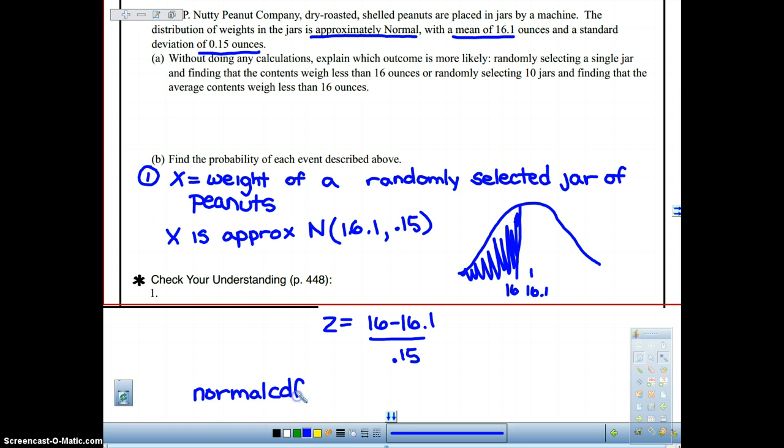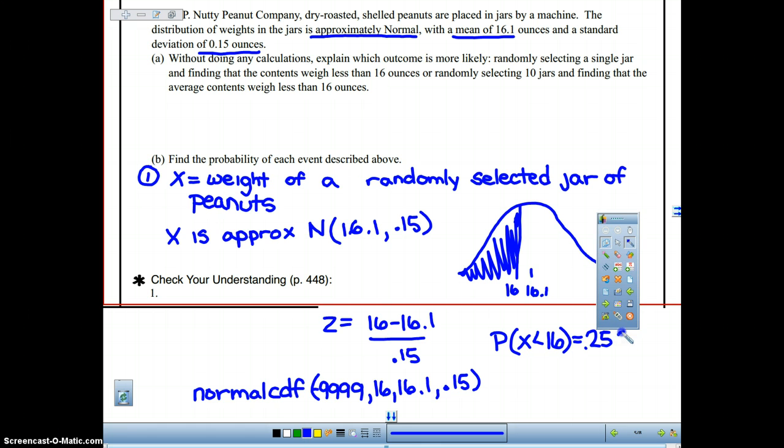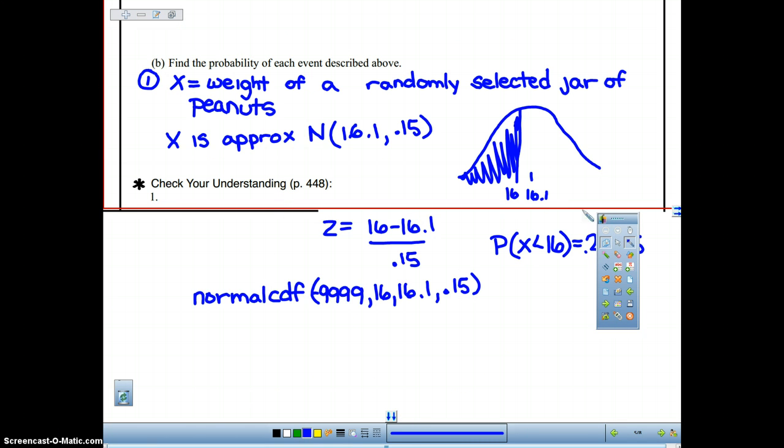normal CDF and type in my lower bound, which would be negative 9999, because I'm going to infinity here. My upper bound would be 16. My mean is 16.1 and my standard deviation is 0.15. And if I type that in, that should tell me my answer, which is the probability that x is less than 16, is about 0.2525. So there's about a 25% chance if I just pick one, it'll be less than 16.